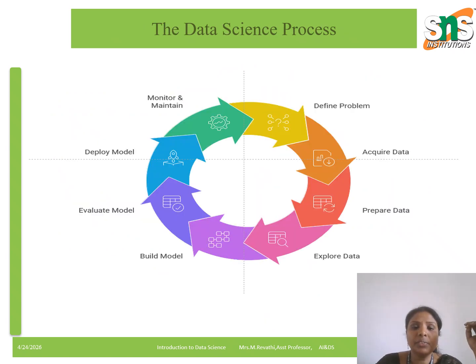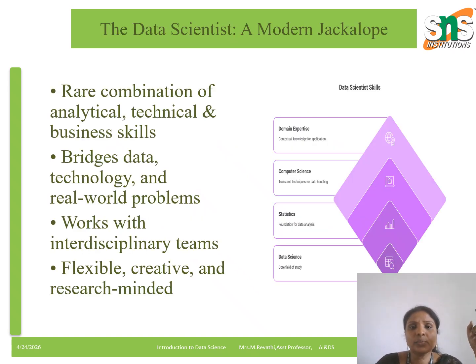Next we see the data science process. First we have to define the problem, then acquire data, prepare data, explore data, build the model, evaluate the model, deploy the model, and monitor and maintain. So already we've seen what processes we are using in data science. Here it is.